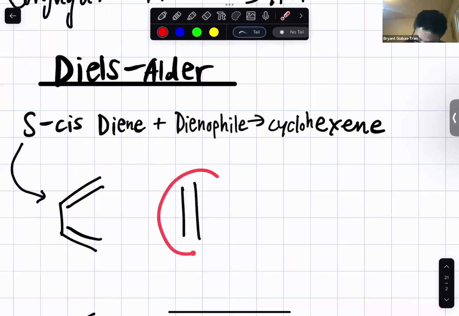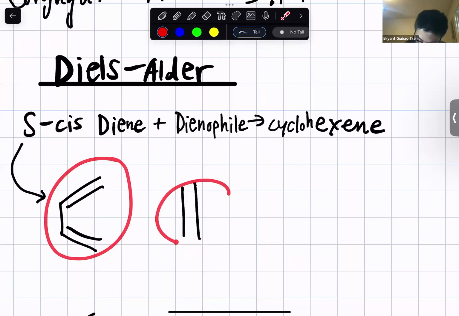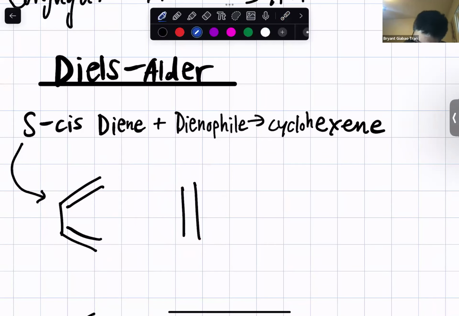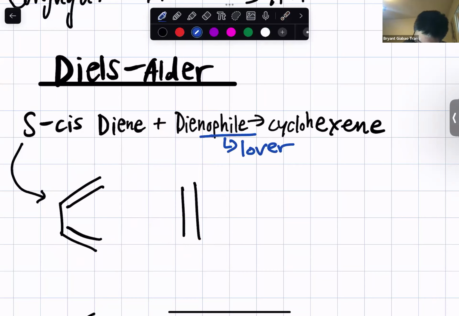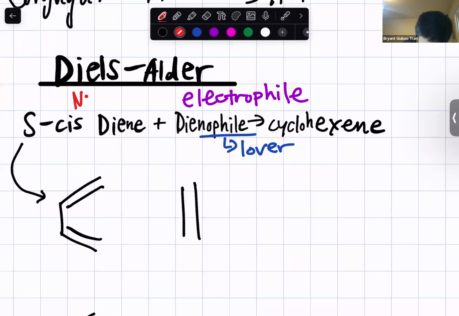And this is a dienophile here. When you see dienophile, these things love dienes, because the -phile means lover of. It's a lover of dienes. Think of the dienophile as the electrophile and think of the diene as the nucleophile.